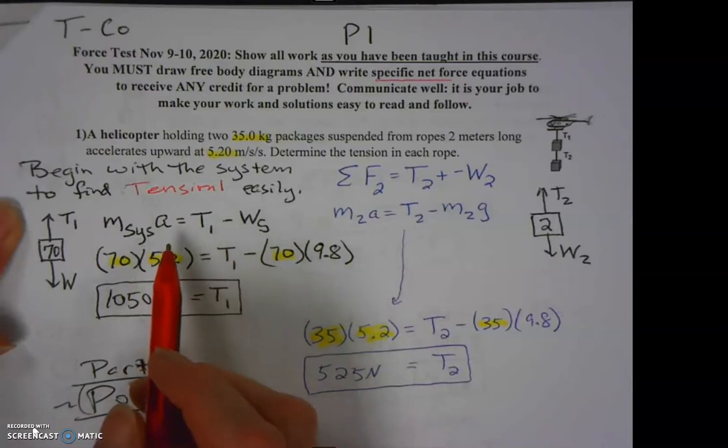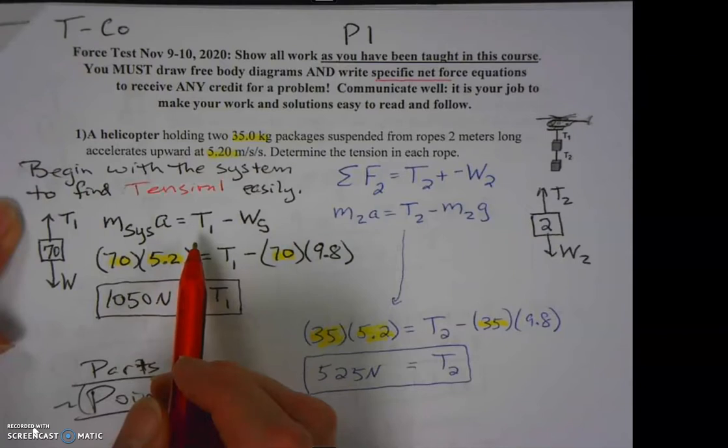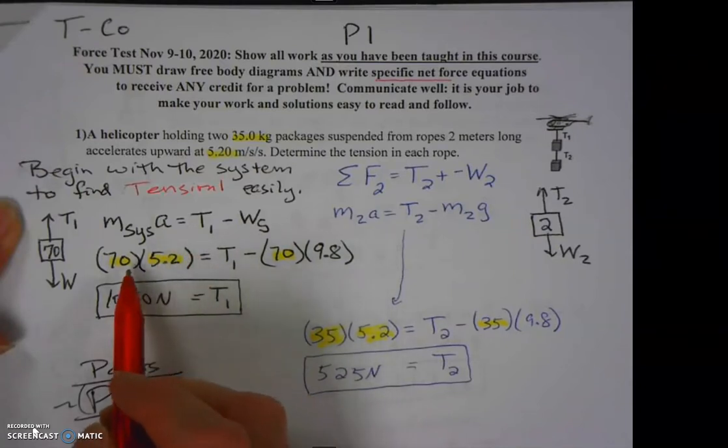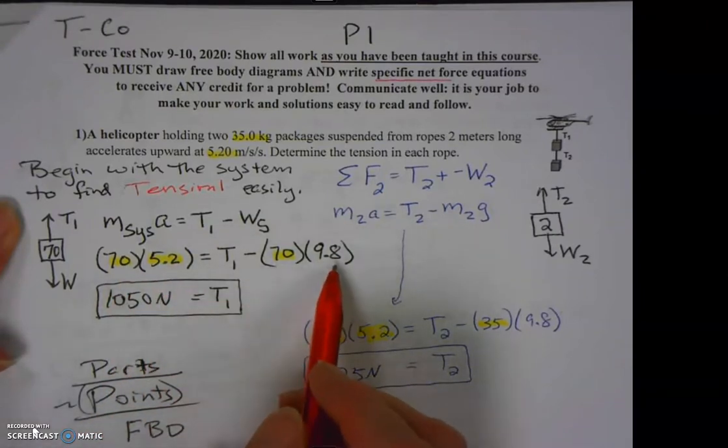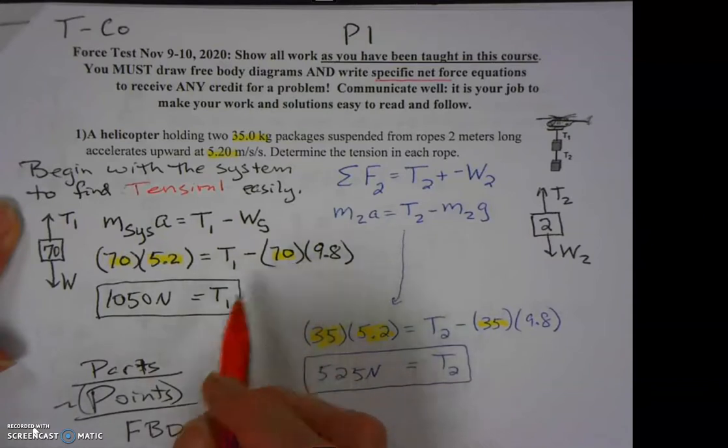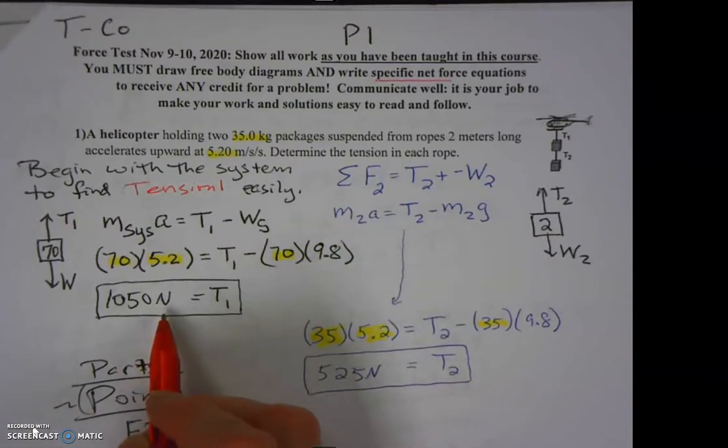So you don't want to just write sigma F equals MA. It's just not useful enough to solve a problem. It's quite true, but you need to be more specific. So here I have the combined masses, the two masses together, times the acceleration that I'm given. There's mg, again using the combined masses, and I have a solution to the first one.